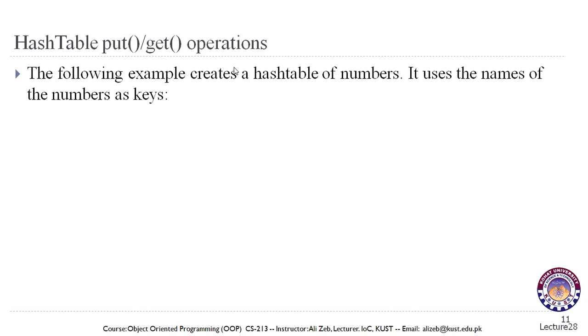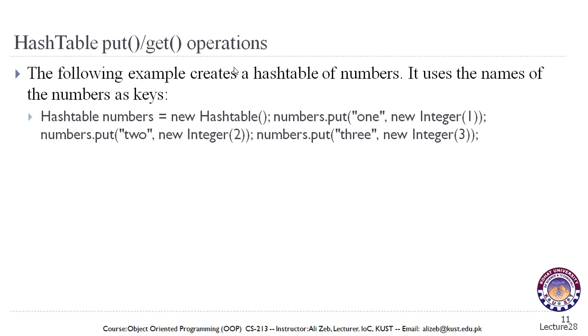Hashtable put and get operations. The following example creates a hash table of numbers. It uses the names of the numbers as keys. So this is how we can create a hash table, and then we can add data to that hash table. As I said, hash tables use data in the form of key value pairs. So this can be the key, and this will be the value of that key, and then we can add as many numbers or as much data or elements to our hash table as we need.